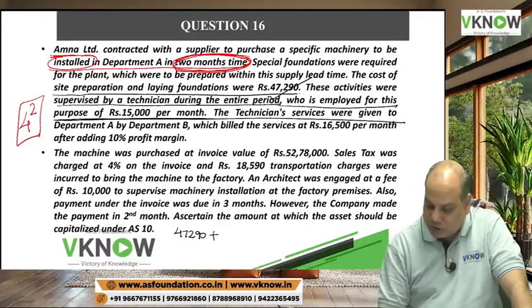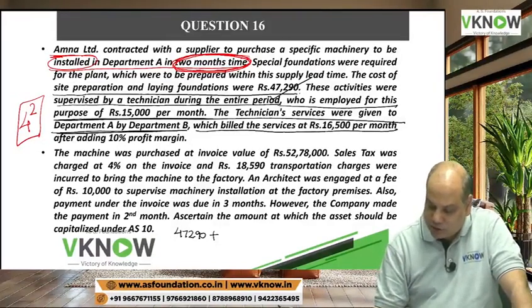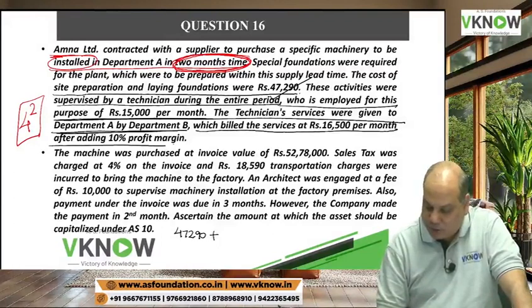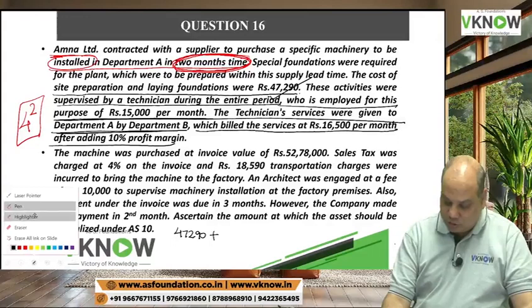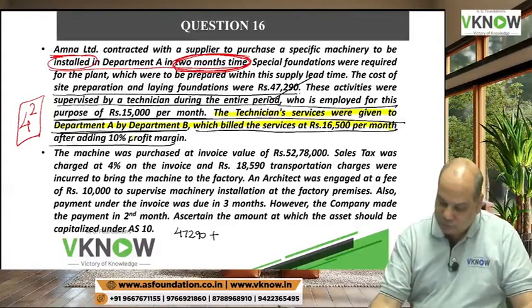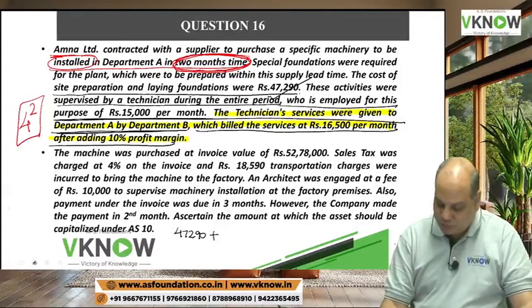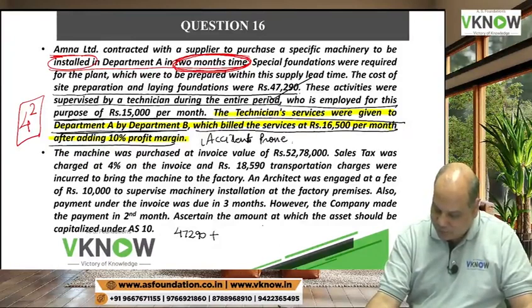The technician's services are given by Department A to Department B, which billed the services at 16,500 per month after adding a 10% margin. Oh, this is another accident prone area. I will write it for you. Accident prone.